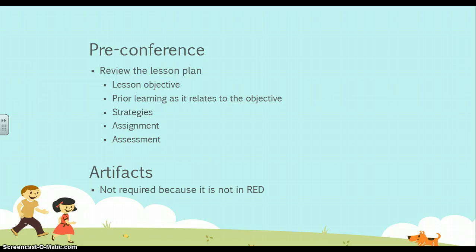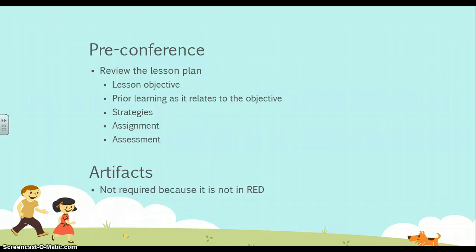Okay, to highlight some of the pieces of the peer observation, there has to be a pre-conference. And a pre-conference can be a simple review of the lesson plans where you might ask about or review the lesson objective, the prior learning as it relates to the objective, strategies that teacher is trying to use or is attempting to use in that lesson, the assignment itself, and then how they are going to assess what the student has learned in that lesson.